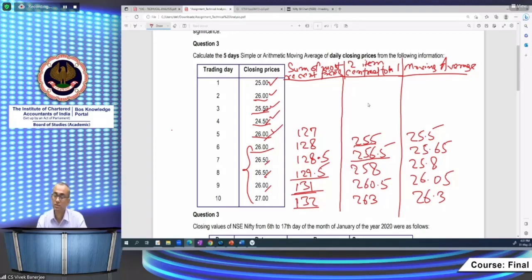And the next item, two items centered total, means this 127 plus 128. It will come to 255. Then 128 plus 128.5 is 256.5 and so on. And in the last column, we will calculate the moving average. As the trading days are 10, we divide by 10. So 255 divided by 10, 256.5 divided by 10, and so on. This way we can find the simple moving average or arithmetic moving average.